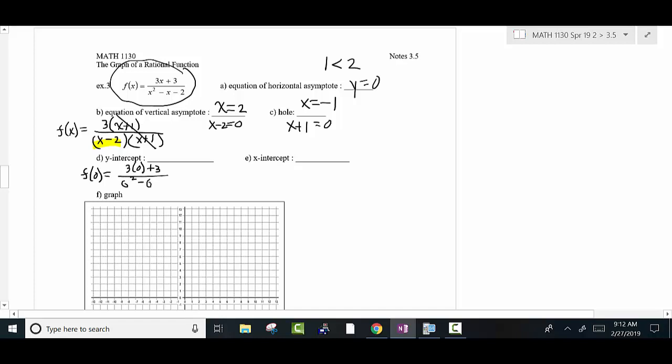So that's 0 squared minus 0 minus 2. You would end up getting 3 over negative 2 if you work out the arithmetic. So the y-intercept is (0, negative 3 halves). Okay, so we've got that now.